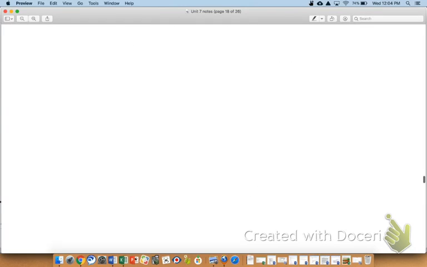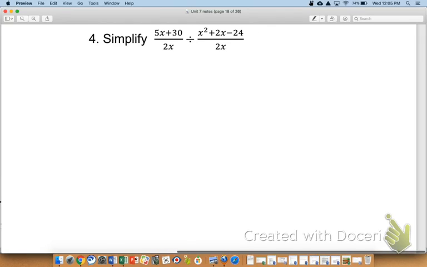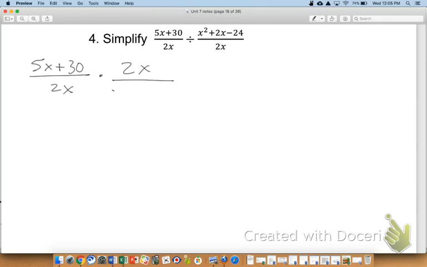First thought on number 4 is it's a fraction divided by a fraction. So maybe my first move would be to copy dot flop. So it would look like this: 5x plus 30 over 2x times the reciprocal of the second factor. So far, so good?